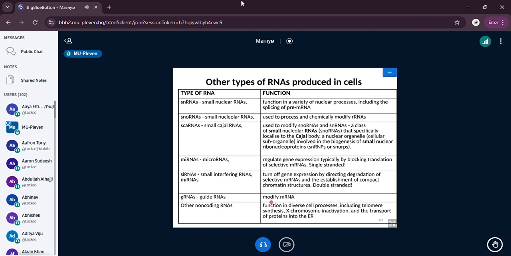Guide RNAs are RNAs playing a role in modifying messenger RNA, because messenger RNA in eukaryotes usually is transcribed as non-mature pre-messenger RNA that has to be modified in different ways in order to become able to participate in translation, to serve as a matrix for protein synthesis. And except these small, generally short RNAs, there are other non-coding RNAs that function in diverse cell processes, including telomere synthesis, X chromosome inactivation. Today I'll talk to you about the X chromosome inactivation, and the transport of the proteins into the endoplasmic reticulum.